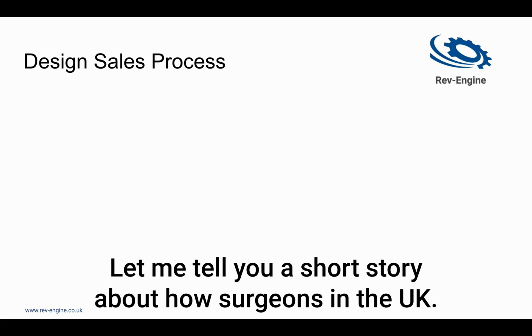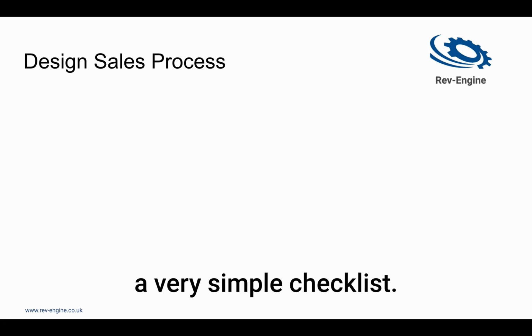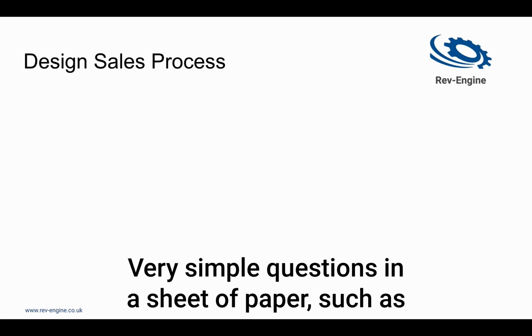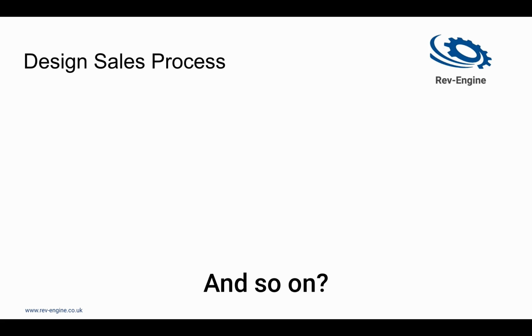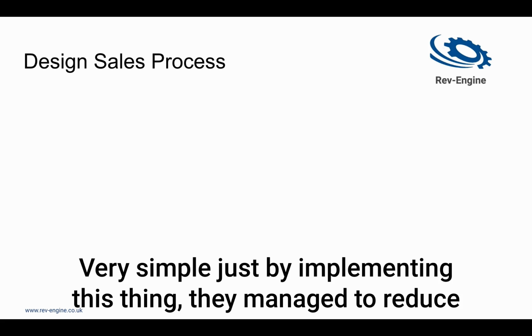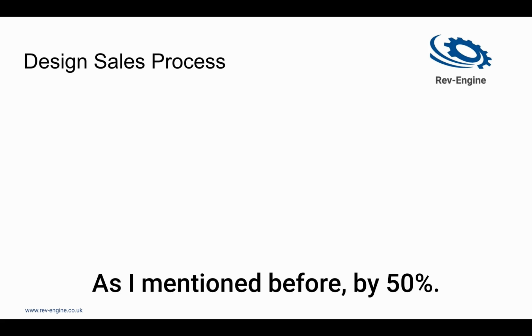Let me tell you a short story about how surgeons in the UK managed to reduce mortality by 50% just by implementing a very simple checklist. Very simple questions on a sheet of paper, such as, is this the right patient? Is this the right leg? And so on. Very simple. Just by implementing this, they managed to reduce mistakes and reduce that mortality, as I mentioned before, by 50%.